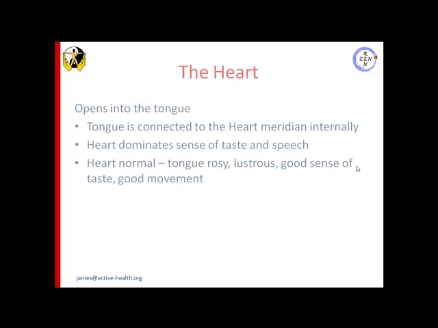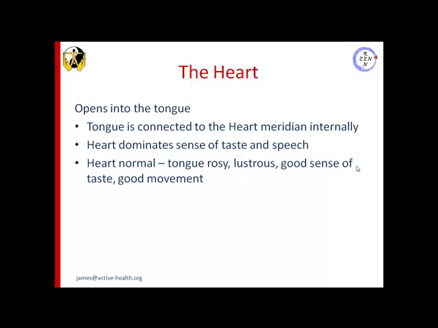The next function that we look at with regard to the heart is opens into the tongue. And opening here refers to the close structural, physiological and pathological relationship between a particular Zhang and one of the sense organs.